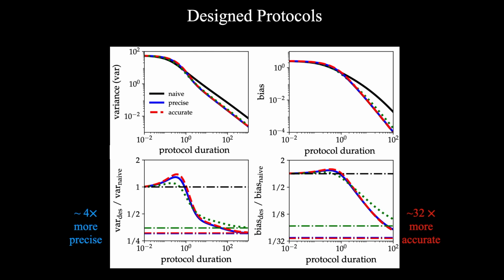Now, I just want to emphasize that for these, you don't actually need to go slower than the other protocols, you just follow a different path through control parameter space, and you get a much better free energy estimate in terms of the variance as well as the bias.